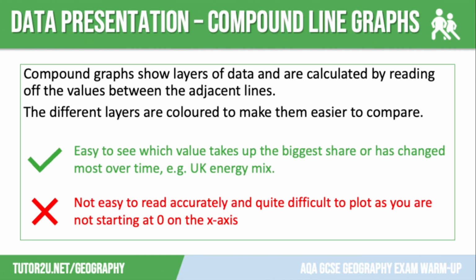Okay, we move on to compound line graphs. These show layers of data and are calculated by reading off the values between the adjacent lines, and the different layers are coloured to make them easier to compare. Now it's really easy to see which value takes up the biggest share or has changed the most over time. So a really good example would be if you looked up the UK's energy mix graph. But they are very difficult to read accurately and they're quite difficult to plot as you're not starting at the zero axis each time.